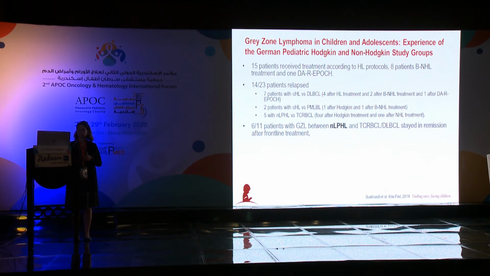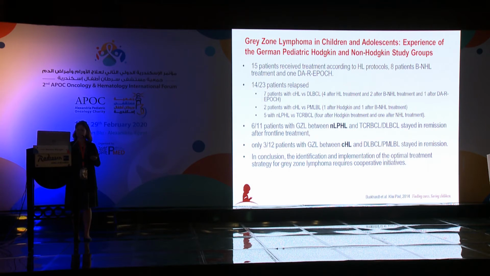And a total of 6 out of 11 patients with gray zone lymphoma that were between NLP and T-cell rich stayed in remission after frontline treatment. So the only ones really that had a chance of not relapsing were the LP ones, because only 3 of the 12 patients that had any classical Hodgkin-related gray zone lymphoma stayed in remission. So definitely having a gray zone lymphoma that involved aspects of Hodgkin lymphoma appears to be bad prognosis. It still doesn't tell you how to treat them, right? Because they were treated according to whomever they fell into their hands first.